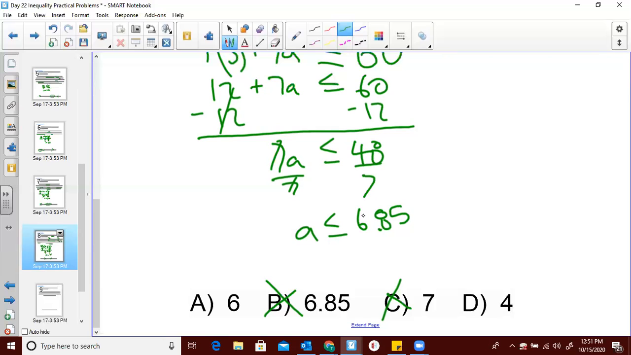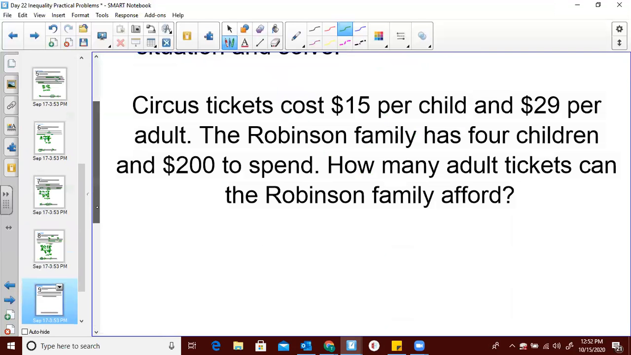It's close to this, but that's less than 6.85. So we will have A here. All right, and last but not least, circus tickets cost $15 per child and $29 per adult. The Robinson family has 4 children and $200 to spend. How many adult tickets can the Robinson family afford?